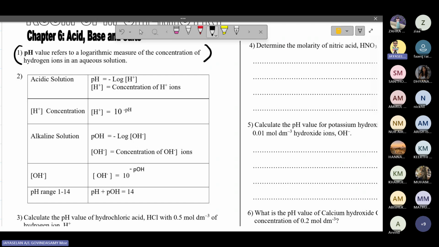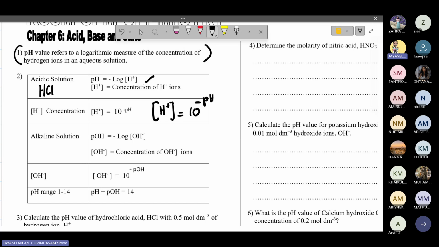Okay, kita ada kena hafal berapa formula? Formula ada di sini. Kalau dibagi acidic solution, HCl, you want to find the pH value, negative log concentration of hydrogen ion. If they ask you to find the concentration of hydrogen ion, you do what? You take the concentration of hydrogen ion. Okay, lepas tu kamu letak 10, the pH value will be given in the question.